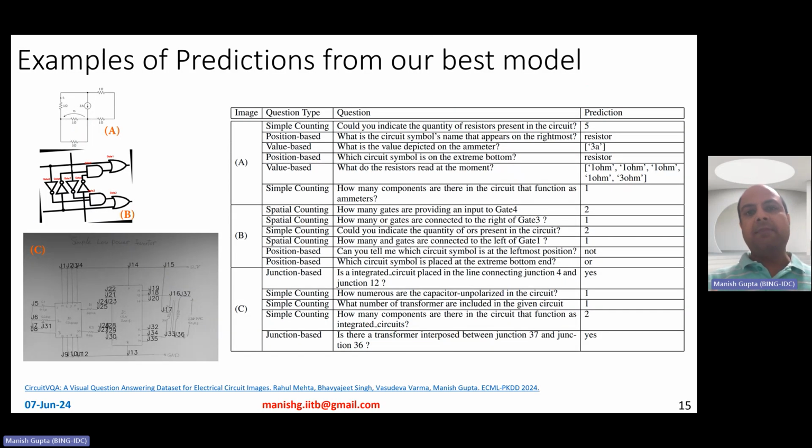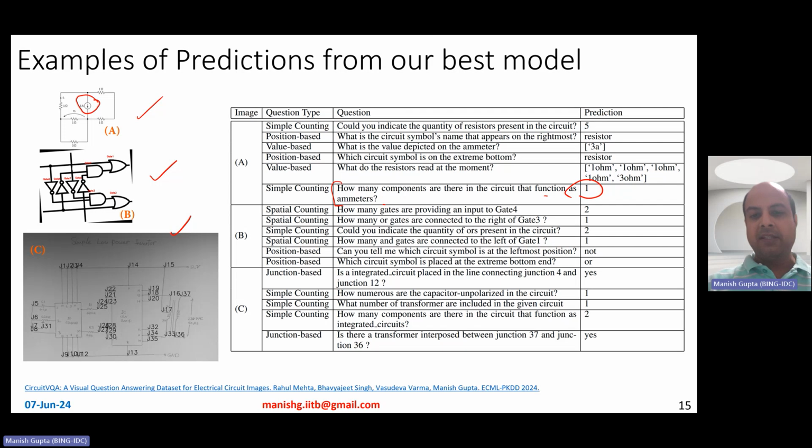Okay. Here are some examples of predictions from our best model. So these are three images, A, B, and C from the data set. And you can take any example. Let's say, how many components are there in the circuit that function as ammeters, and that's A. So image A only has one ammeter, so the answer is 1. Okay. Similarly, there are other questions.